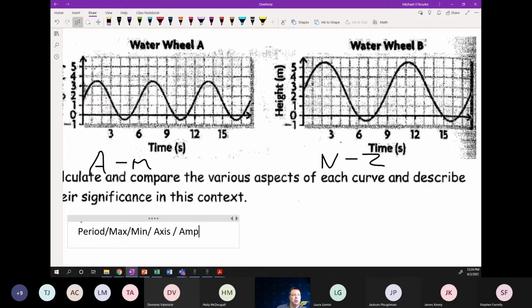Does anyone want help to go through one of these with me? So press H in chat if you want help to go through one of them.